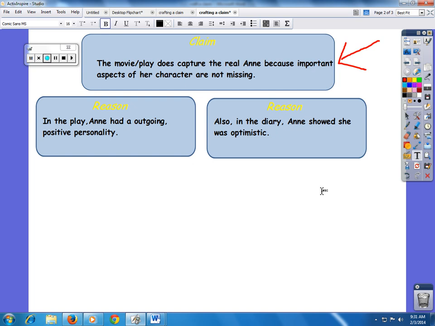So go ahead on your own graphic organizer and fill out the chart with your 2 reasons. Remember, you can focus on the play for one reason and the diary for another reason. And then we're going to be adding in your evidence in class, and then you'll be all set to write the essay.